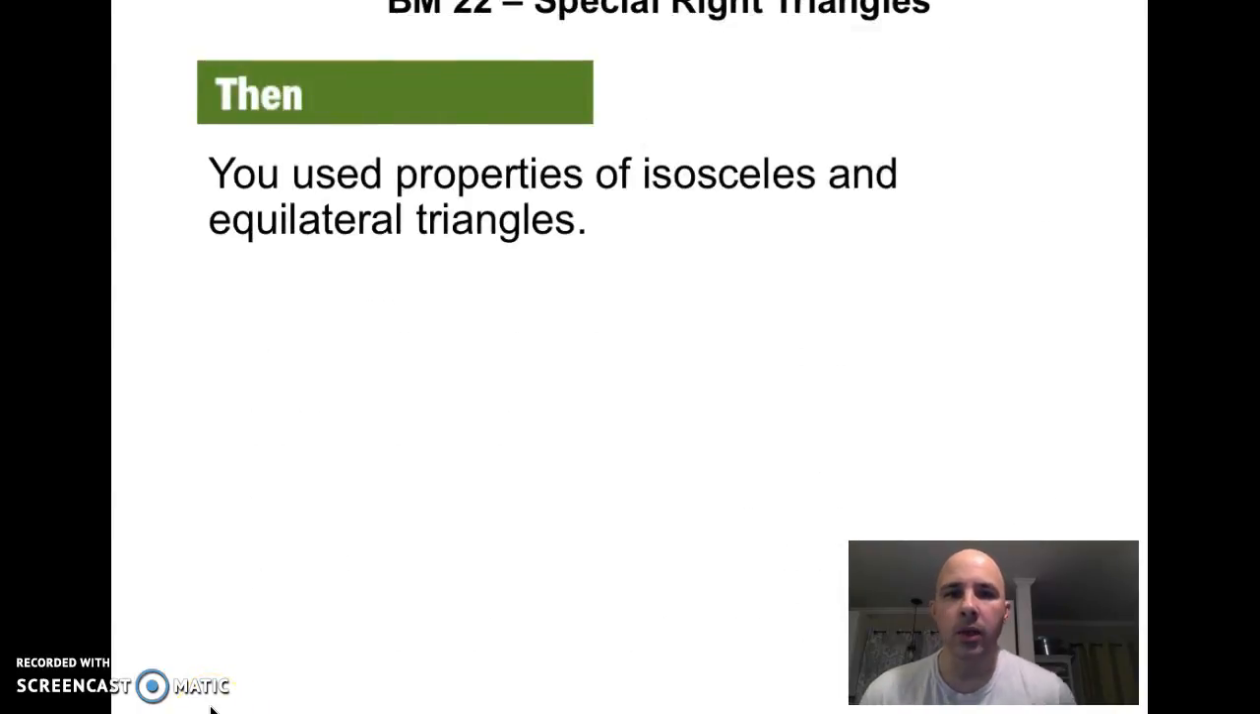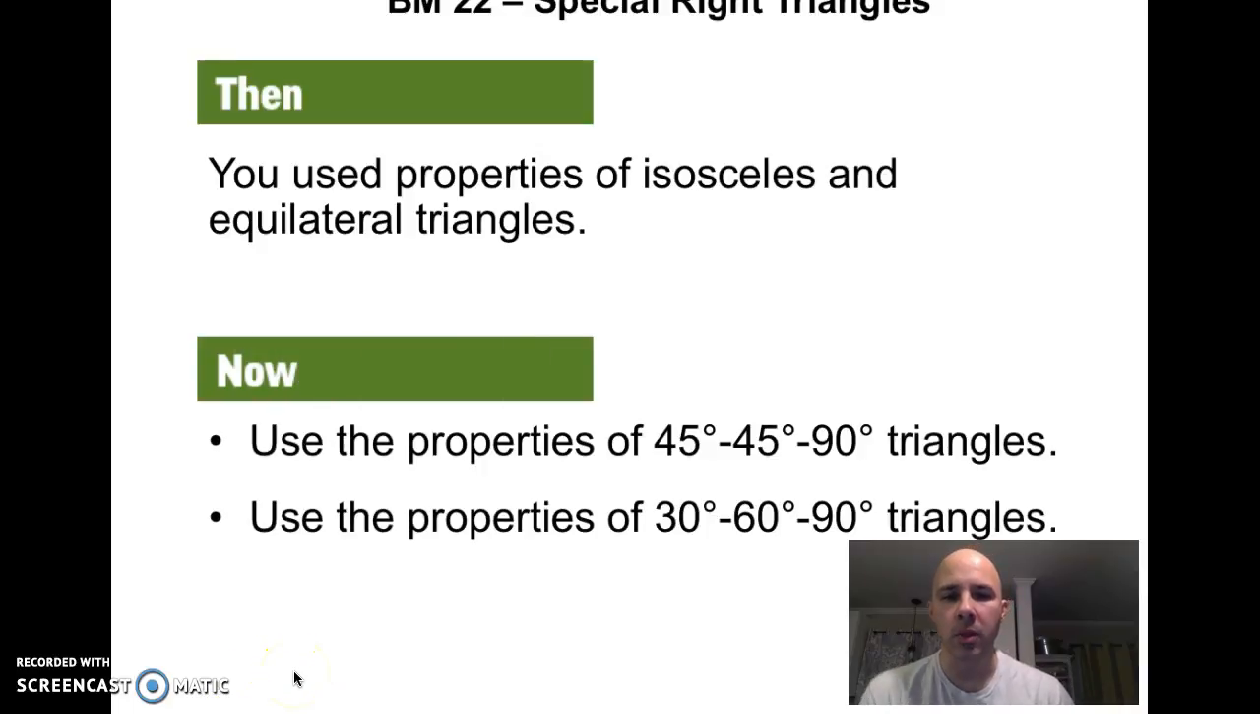Alright, we're going to continue with special right triangles. You should know the properties of an isosceles triangle and an equilateral triangle. Now we're going to talk about the special right triangles: the 45, 45, 90 and the 30, 60, 90.